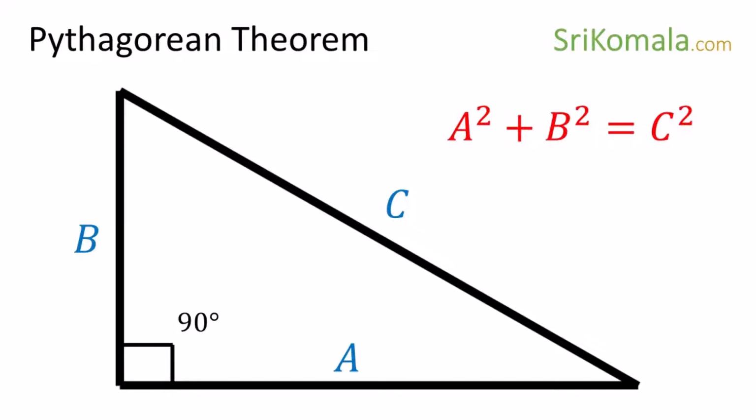However, you need to remember that this theorem is only valid in right triangles. A right triangle is a triangle in which one of its angles is a right angle, or 90 degrees. The question is, how do we prove this theorem?